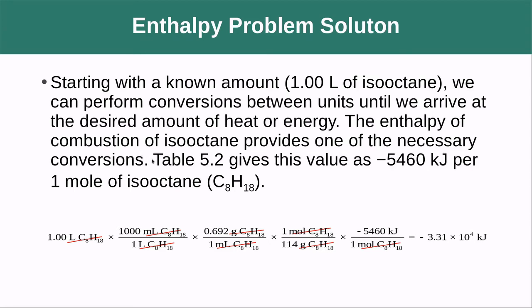And then finally we look up this value that we can see in table 5.2 that says that for every mole of isooctane burned, we're going to get negative 5,460 kilojoules. We'll multiply by that, canceling our moles, and we see that that 1 liter produced negative, well, what would that be? 33,100 kilojoules. Quite a bit of energy.